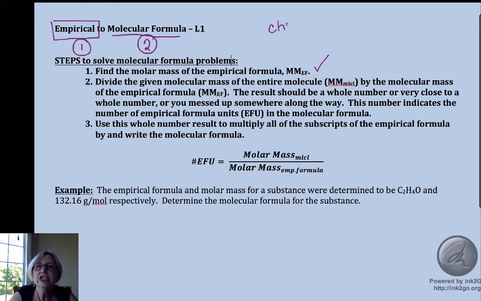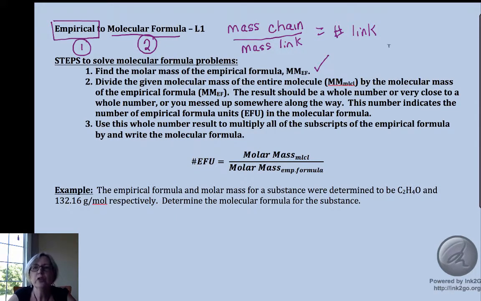So if I have a chain and I take the mass of my chain and I divide it by the mass of each link in that chain, I'm going to get the number of links that make up my chain. That's the analogy for what we're doing here. So if you know the mass of the whole chain, you know the mass of a link, if you divided those, you would find out you had 5 links. So that's what we're trying to find here, is how many of these links or empirical formula units we have.